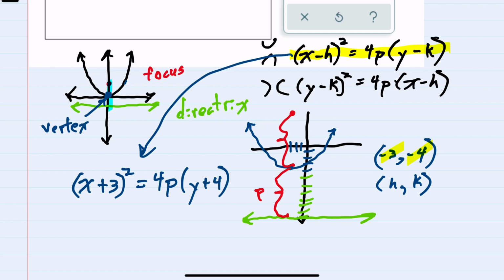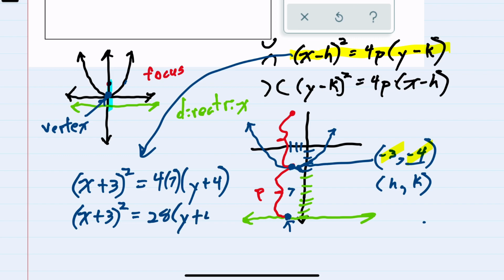And since we have the directrix, we can also determine the value of p. Recall that the vertex is -3, -4, and our directrix is y equals -11. So the distance from -4 down to -11 gives us a distance of 7. So our p value here is 7. Making that substitution for p, we would have 4 times 7. Simplifying, we would have x plus 3 squared on the left, 4 times 7 is 28 times y plus 4. This would be our standard form.